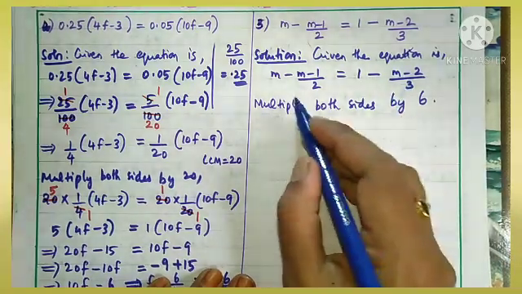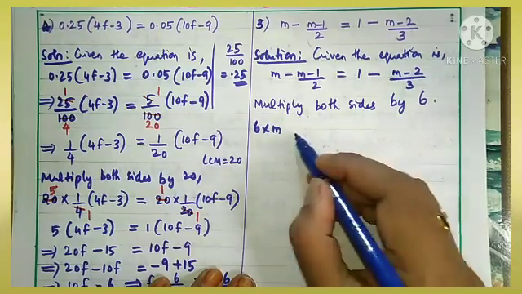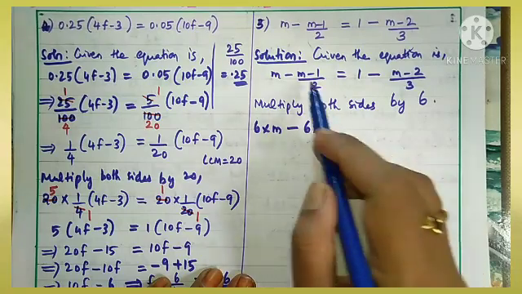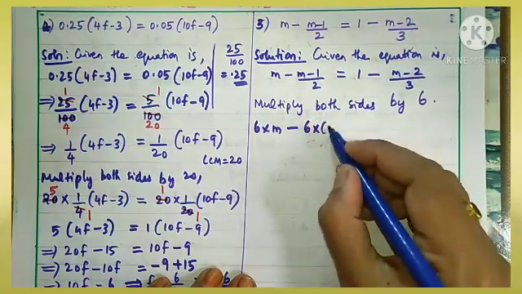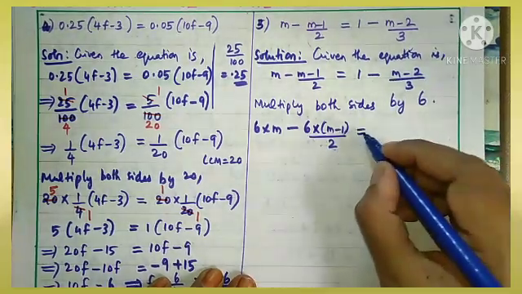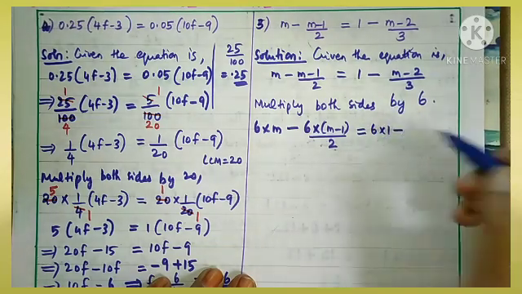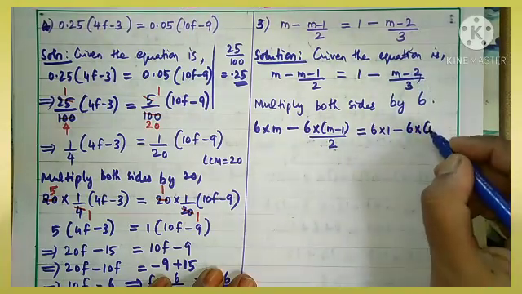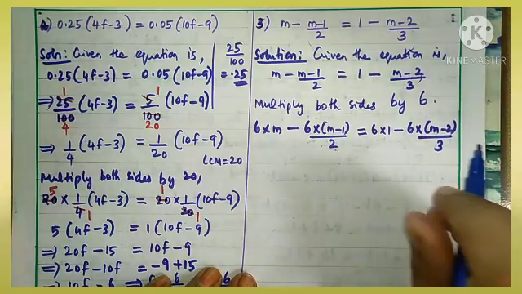Okay. So first here by 6 I am multiplying this m. 6 into m. Then minus again 6 into, here you see m minus 1. 2 terms are present in the numerator. So use a bracket. Then by 2 equal to again 6 into 1. Then minus again 6 into, then here also 2 terms. So use a bracket, m minus 2 by 3. Now what is our next step?